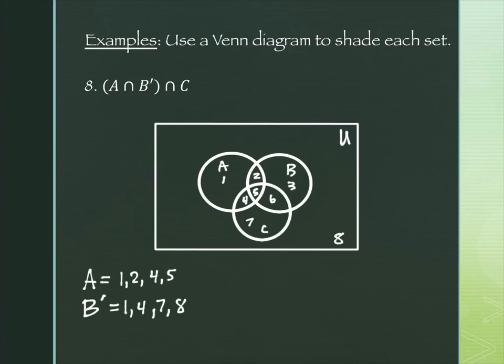Good job. And then what does the operation say that I'm going to do to combine these? Intersection, which means what they have in common, where they overlap. What numbers overlap? 1 and 4. We have 1 and we have 4. And then on the outside I have C, right? So we'll look at C. What numbers are in circle C? 4, 5, 6, and 7.